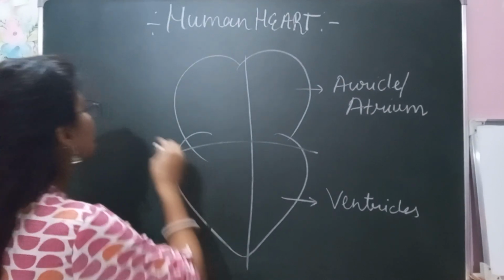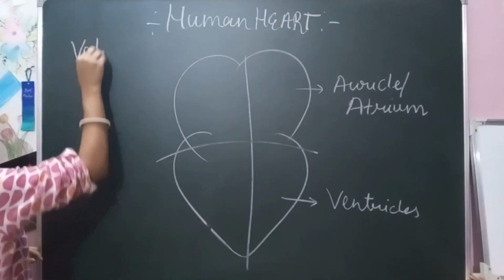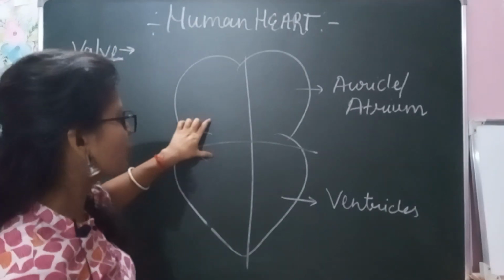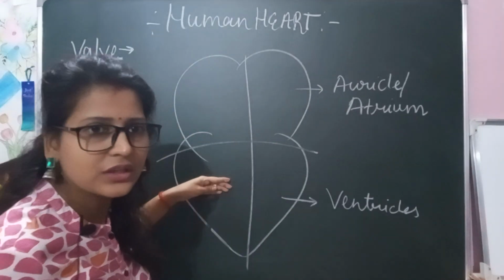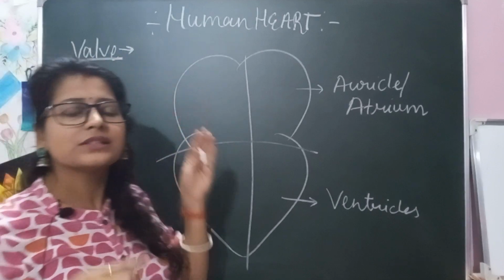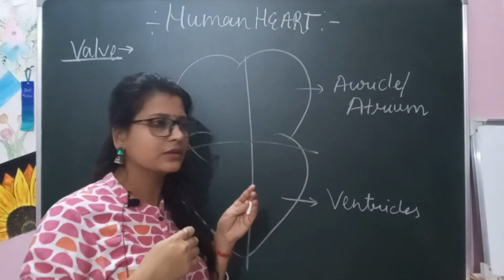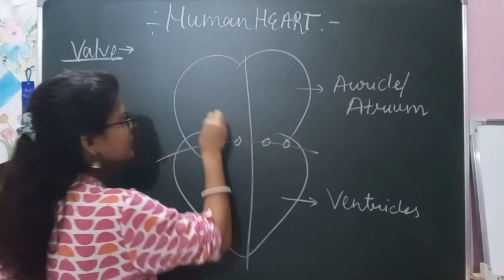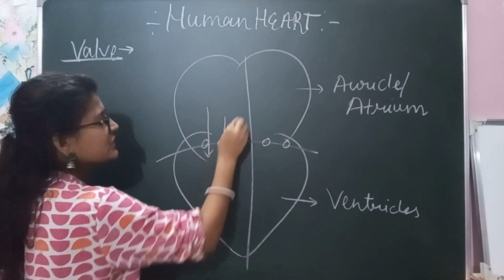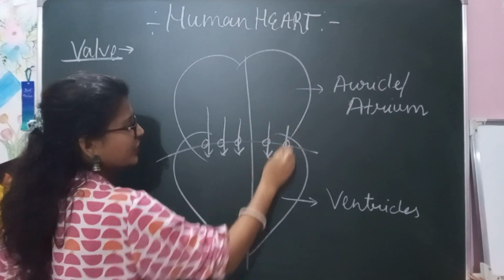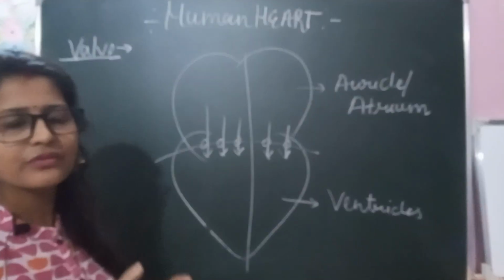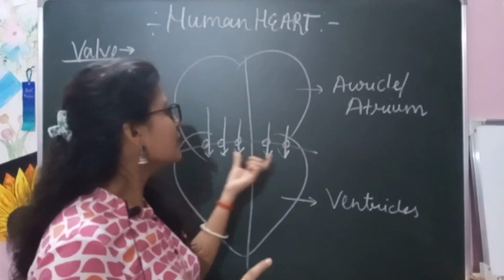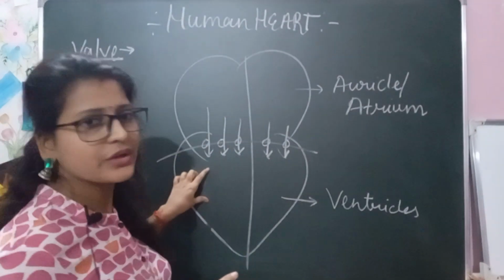And how are these auricles and ventricles separated, and what type of components are present here? We have already discussed the valves. Valves are the components present between the atrium and the ventricle, which provide a single direction flow of the blood. That means in the presence of the valve, the movement of the blood is always in a single direction.